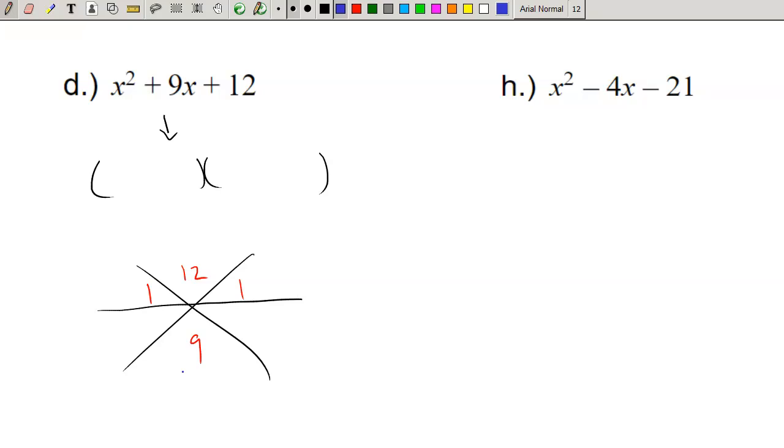4 times 3 multiplies to 12, but that adds to 7. 6 times 2 works, but that adds up to 8, not 9. So when you think through the combinations here, there's really nothing that works. There's nothing that works here. And when you're trying to think of these combinations and you've come up with everything and there's nothing that works there, that means that this is not factorable. You just can't do it. Okay, so this would be not factorable.